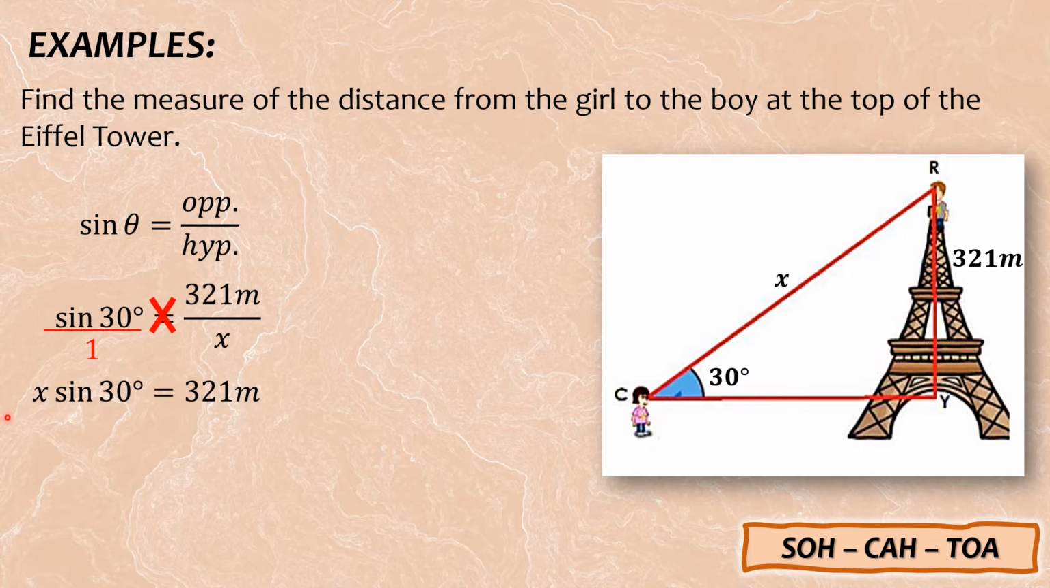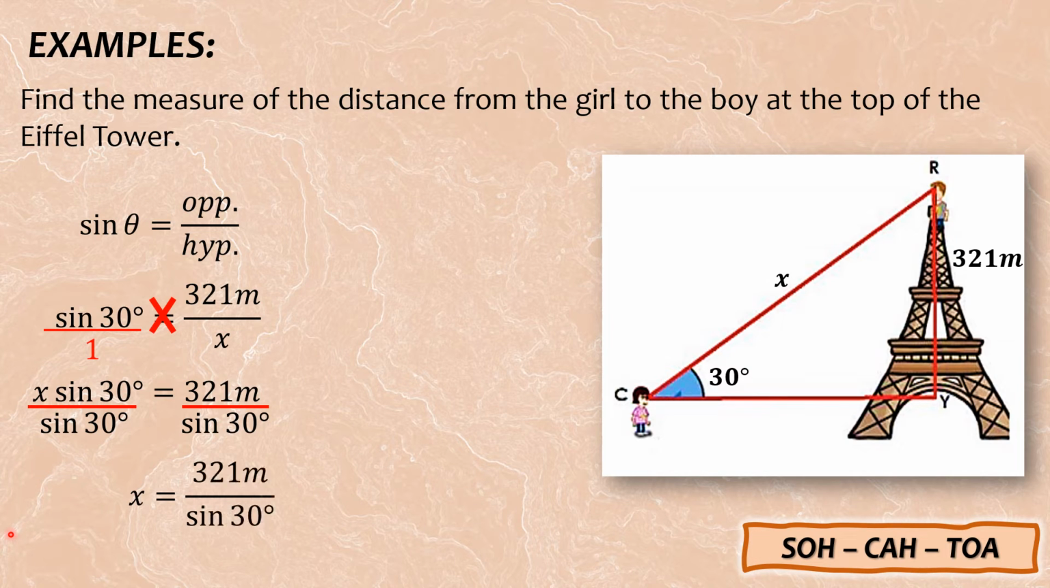And then, ang hahanapin natin is yung value ng x. So, kailangan makancel natin ang sine 30 degrees dito or maalis natin dito ang sine 30 degrees. So, we have to divide both sides by sine 30 degrees. So, makakancel na dito yung sine 30 degrees. So, ang matitira na lang ay x. So, this will become x is equal to 321 meters over sine 30 degrees.